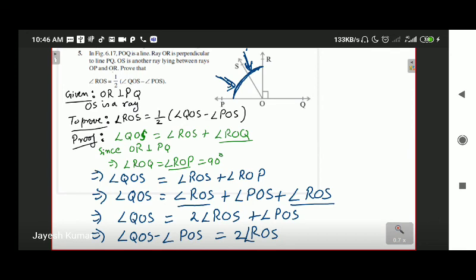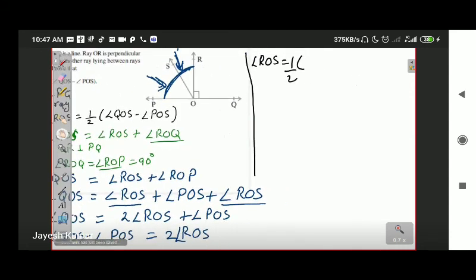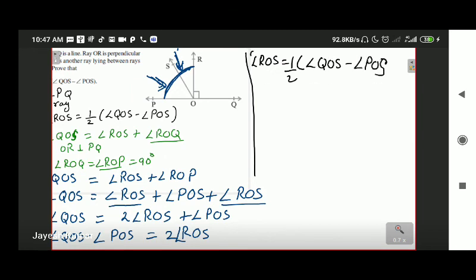Lastly, we are going to shift 2 to the denominator of the left hand side. Angle ROS equals 1 upon 2. Let me make some more room. Angle ROS is equal to half of angle QOS minus angle POS, bracket close. Okay, this is your final proof.